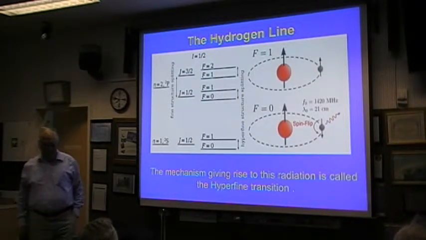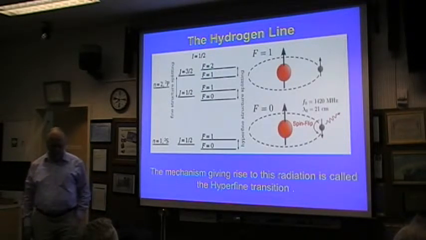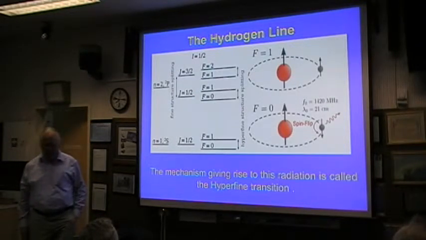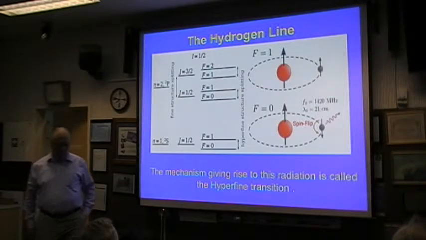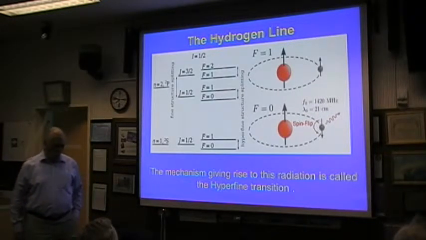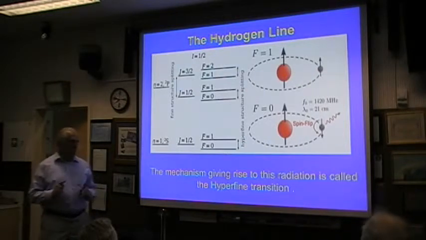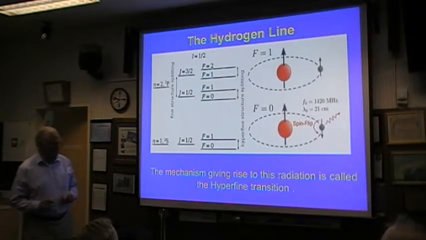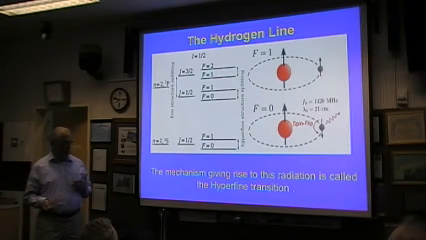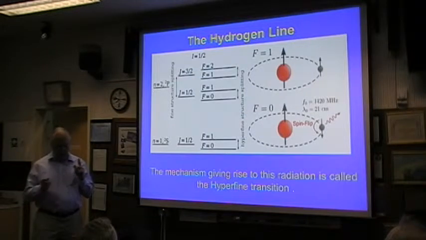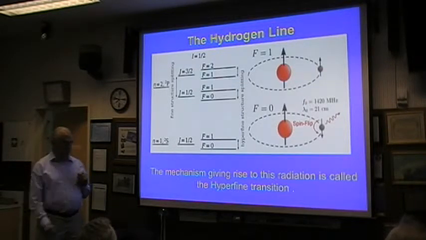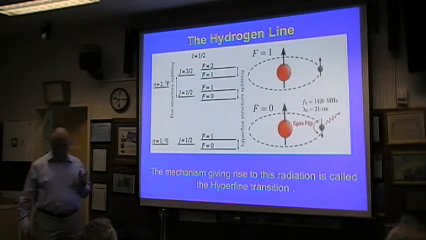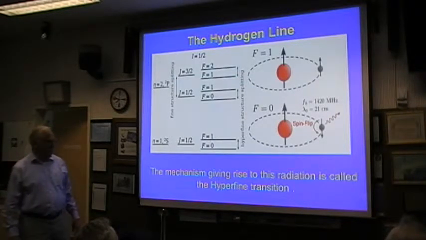1420.405 something or other megahertz. Very precisely, it's one of the most precisely known numbers in science. And the mechanism that causes this is the flip of the spin of the electron around the nucleus, the proton of a hydrogen atom. A hydrogen atom has one proton, one neutron, and they're both spinning. And when it flips to the lower energy state, it emits this photon of energy, which is on 1420 megahertz.